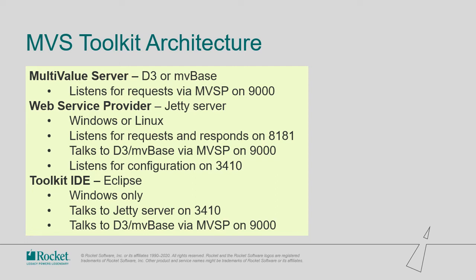The third component is the Toolkit client, which is an Eclipse-based interactive development environment, or IDE as we call it, that reads and writes configuration data on TCP port 3410 by default. This component can only be installed on Windows. For the purposes of this tutorial, we'll call this the Toolkit client or client IDE.